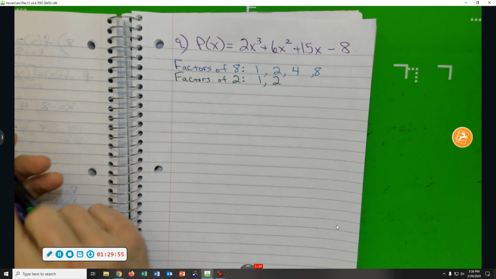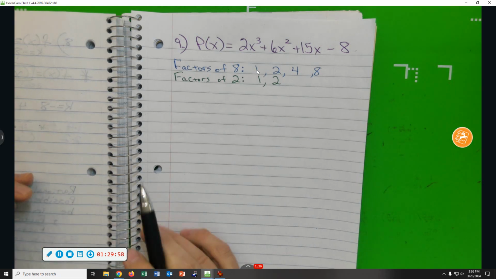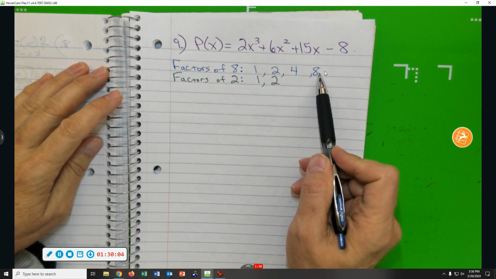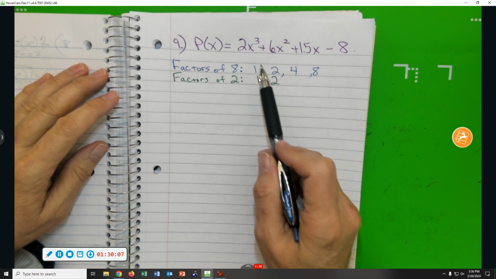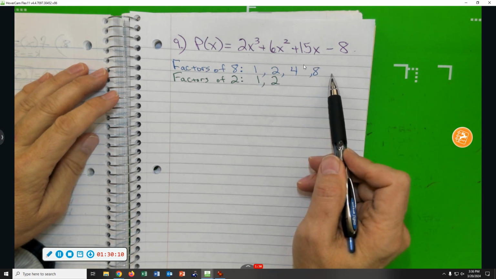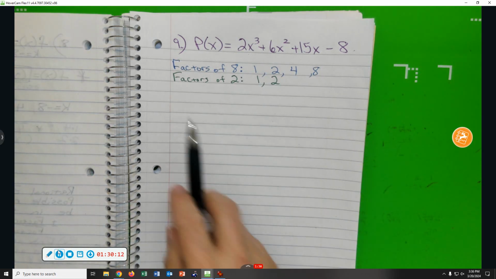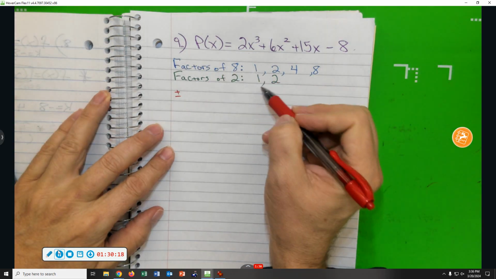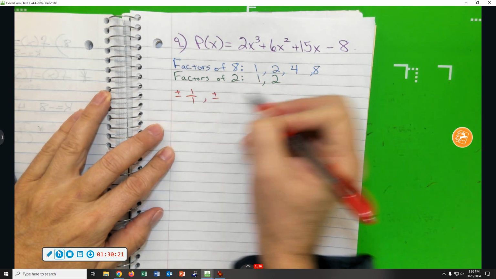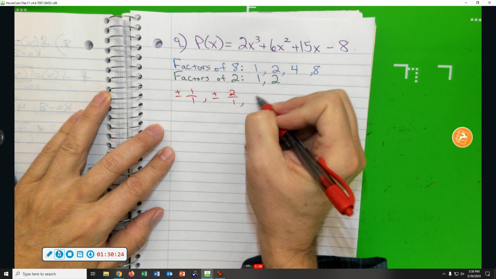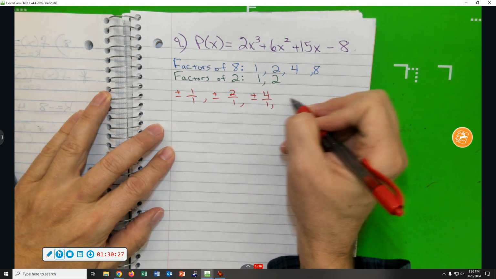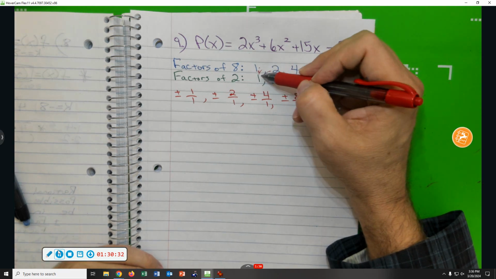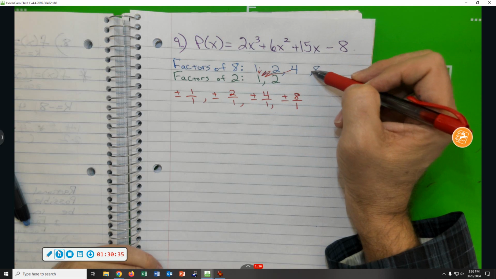Now we're going to list out all the numbers that could possibly be zeros. You have to take every factor of 8 and put it over 1. Then you take every factor of 8 and put it over 2. So here we go. I'm writing it all out, plus or minus. You put 1 over 1, 2 over 1, 4 over 1, and 8 over 1.